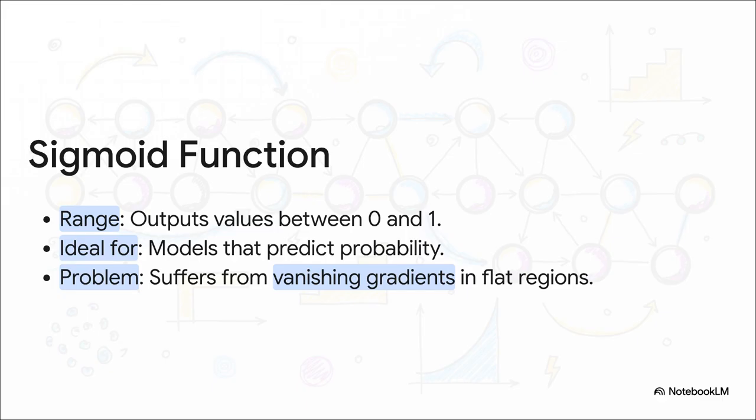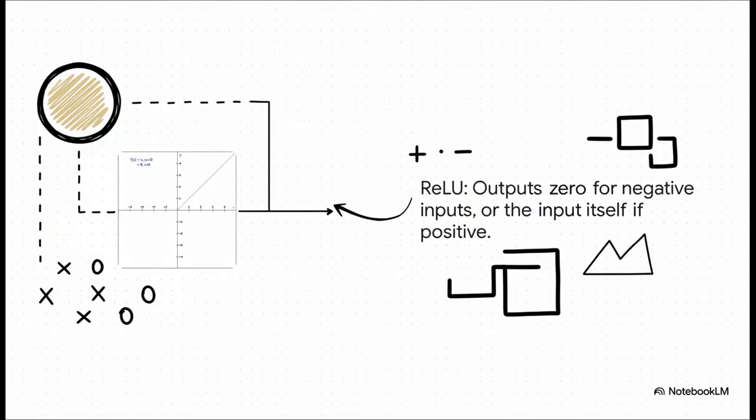This is the famous vanishing gradient problem, and it was a huge roadblock for a long time. So that whole vanishing gradient issue led to a new hero entering the scene. This is the modern workhorse of most neural networks today, ReLU. That stands for Rectified Linear Unit, and its rule couldn't be simpler. If you give it a negative number, it spits out 0. If you give it a positive number, it just spits that same number right back out.